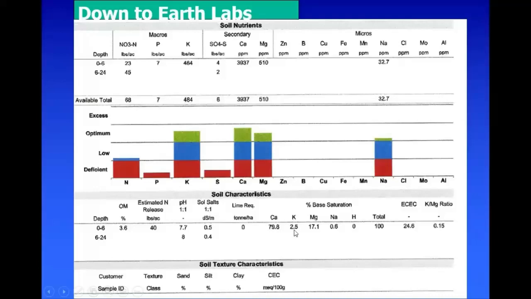Now, some people will start recommending potassium when your levels are less than 4%. That's a very foolish way to be making a recommendation for potassium. You want to look at the available and exchangeable soil test here, not a base saturation.